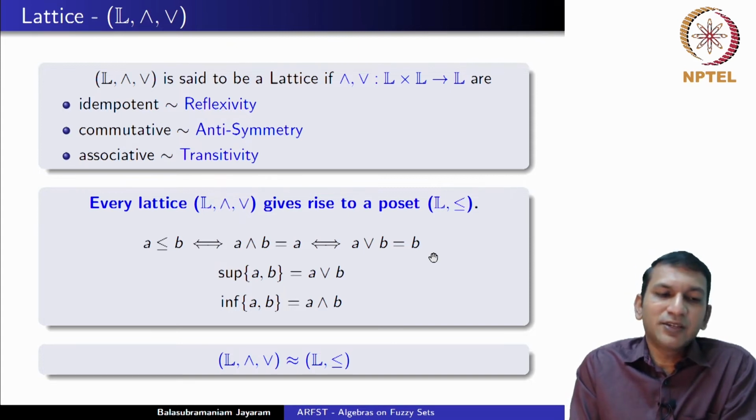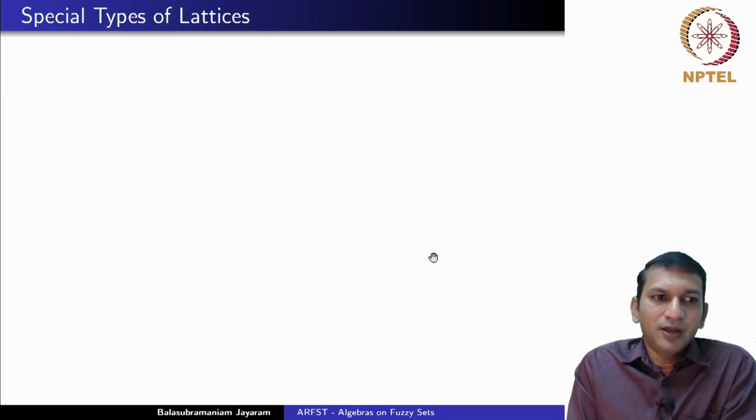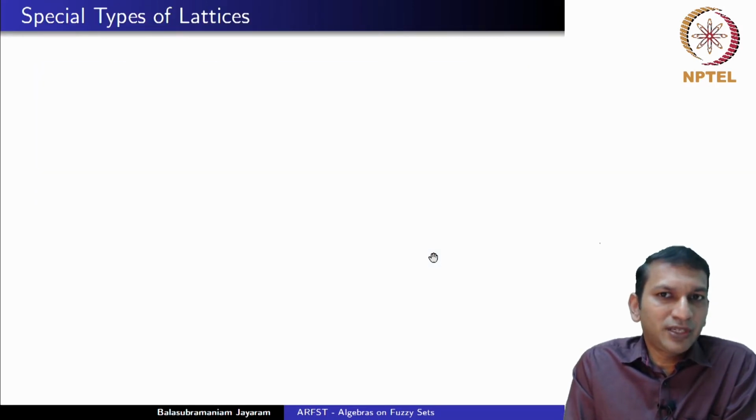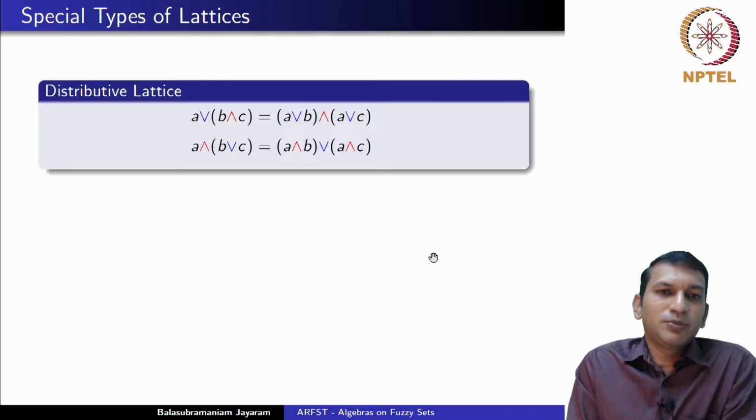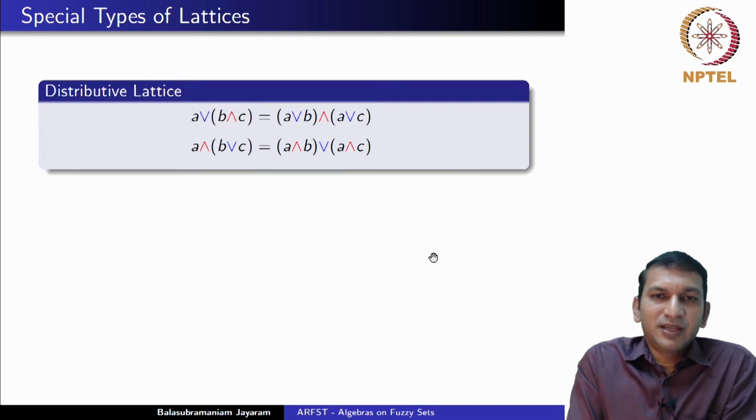In that sense, we have seen that a lattice can be looked at from a purely order theoretic point of view or from an algebraic perspective. We've also seen a few special types of lattices. First among them, from an algebraic perspective, is that of a distributive lattice, where the join and meet, both these operations, distribute over each other.